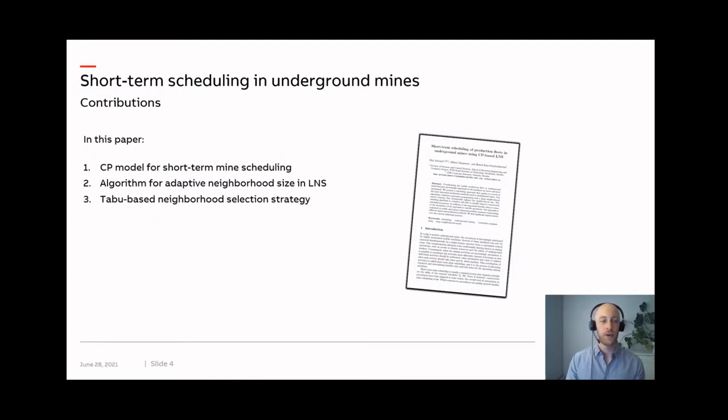And in the paper, we also explore ideas from adaptive LNS and tabu-based methods to further improve the large neighborhood search.